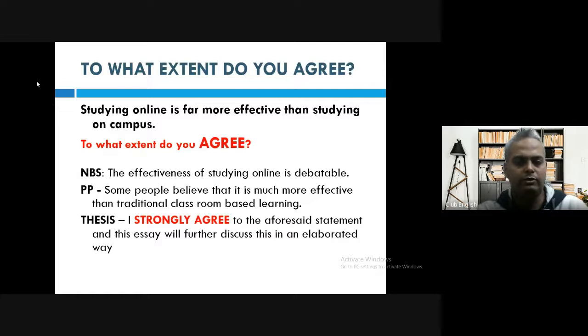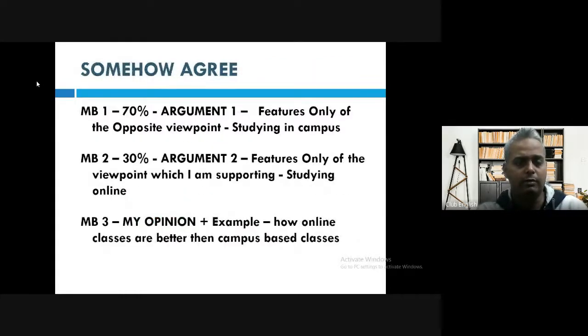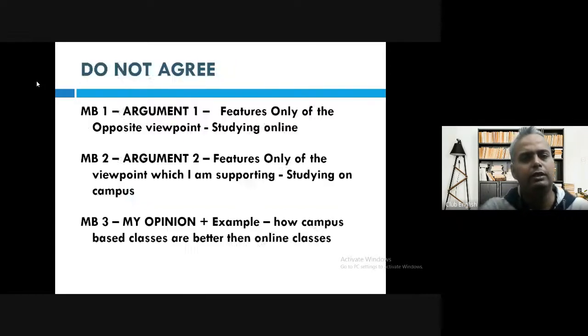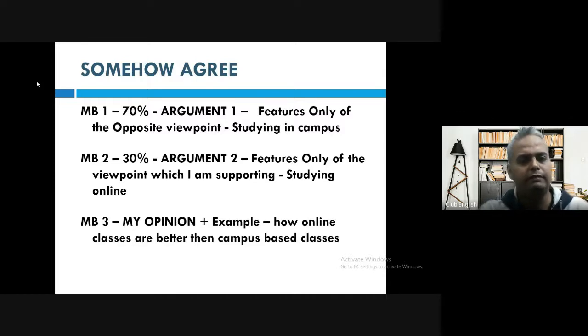So whenever you say I strongly agree, it's okay. Now some of you say no, I somehow agree. So argument one, 70% you are writing about it, 30% you are writing about argument two. So features only of the opposite side, like you are somehow agreeing, that is, studying in campuses, we are elaborating it in a better way, and 30% you're saying features only about the viewpoint which I am supporting. Now, if you're saying partially agree, which is not written here, but I'll tell you, what will happen is 50% here, 50% there. We will be talking about both the statements. But somehow agree like this, and strongly agree like this, 30% above and 70% down.